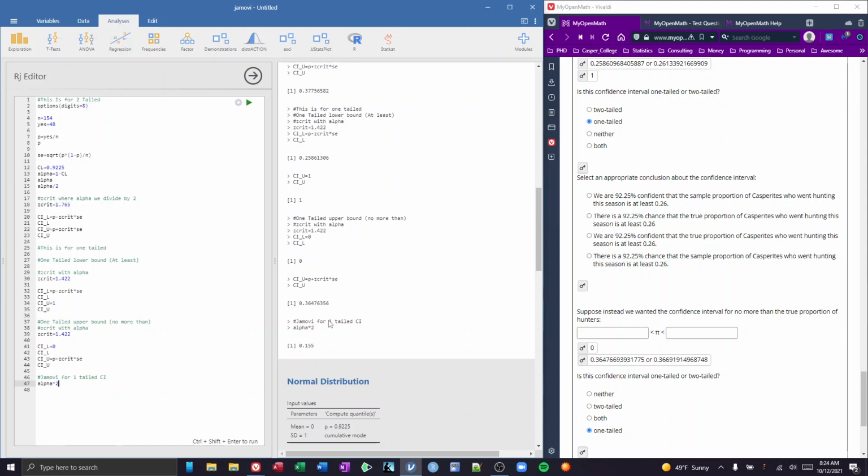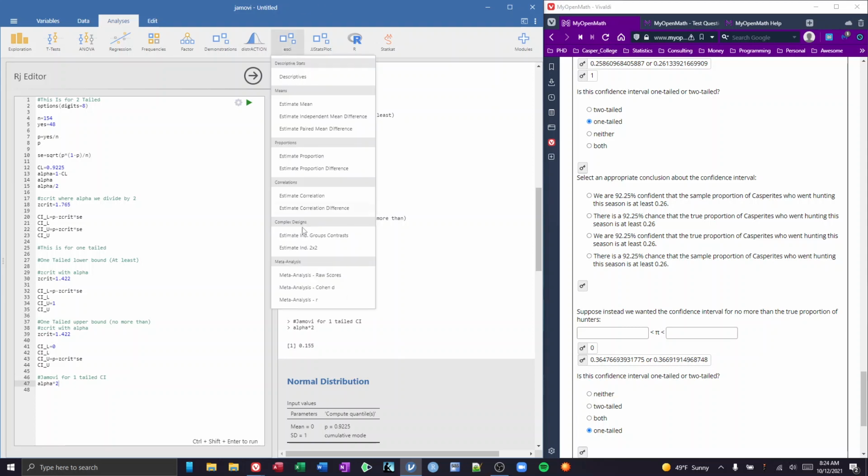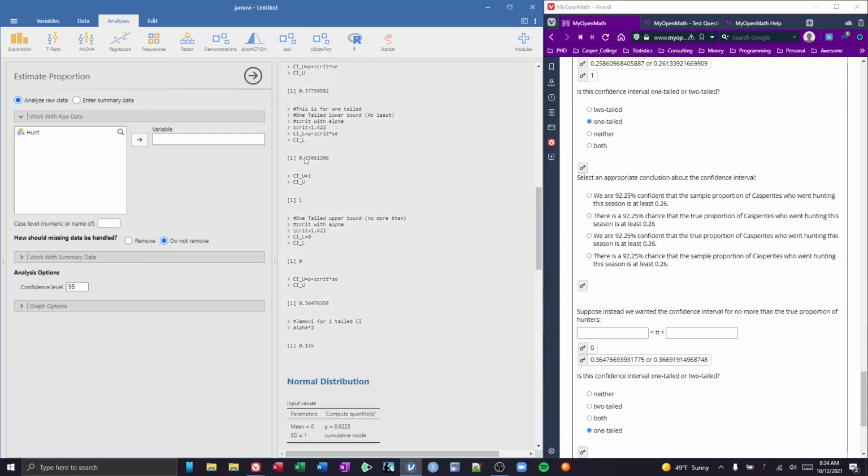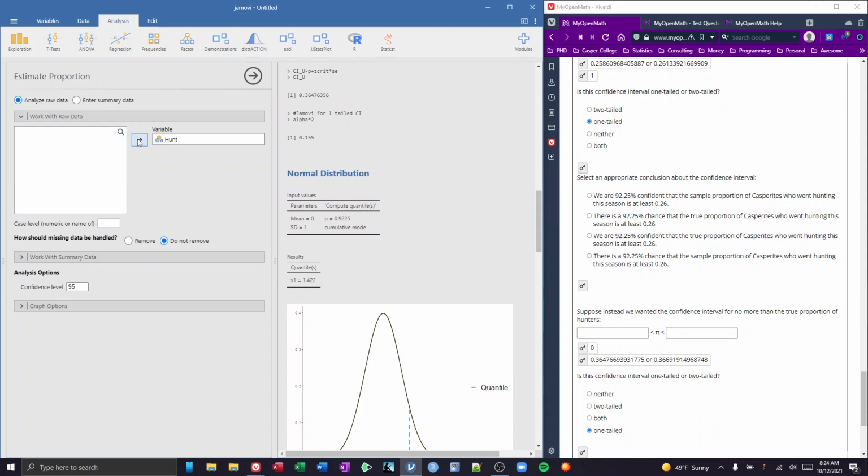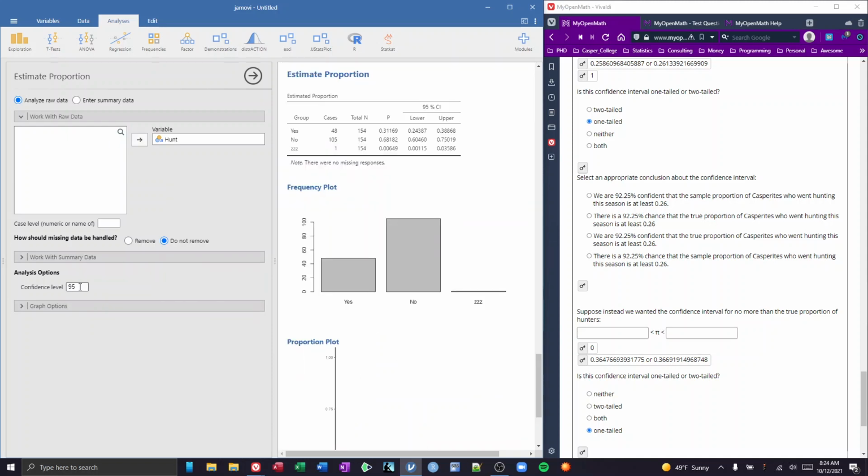0.155. All right, so when we go up to our ESCI, and we come down to these estimated proportions, we can click on this guy. We can bring the hunt over. And we need to know this confidence level. And so the confidence level that we want is actually going to be 84.5, which is the 1 minus our alpha level, that 15.5, which is going to be this 84.5.